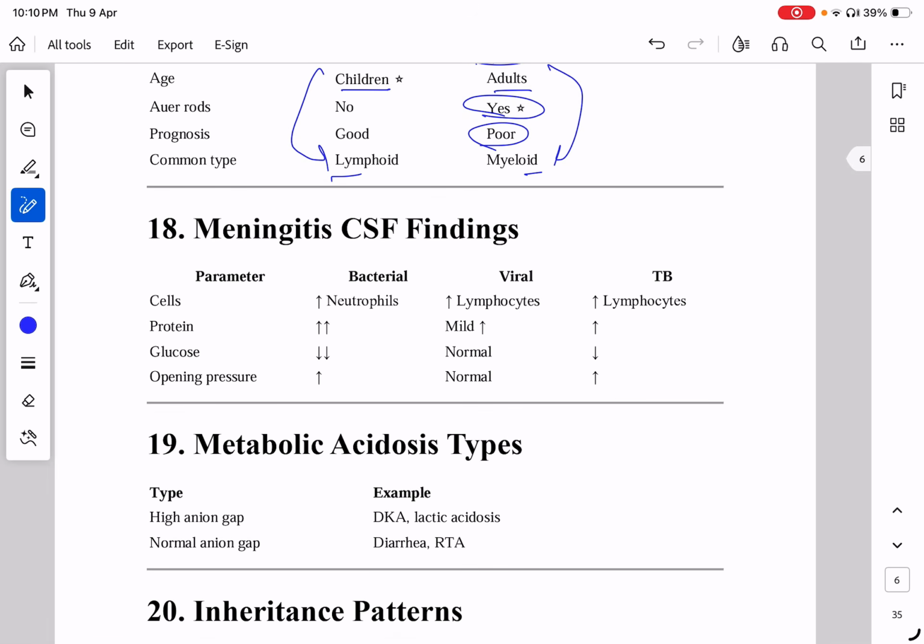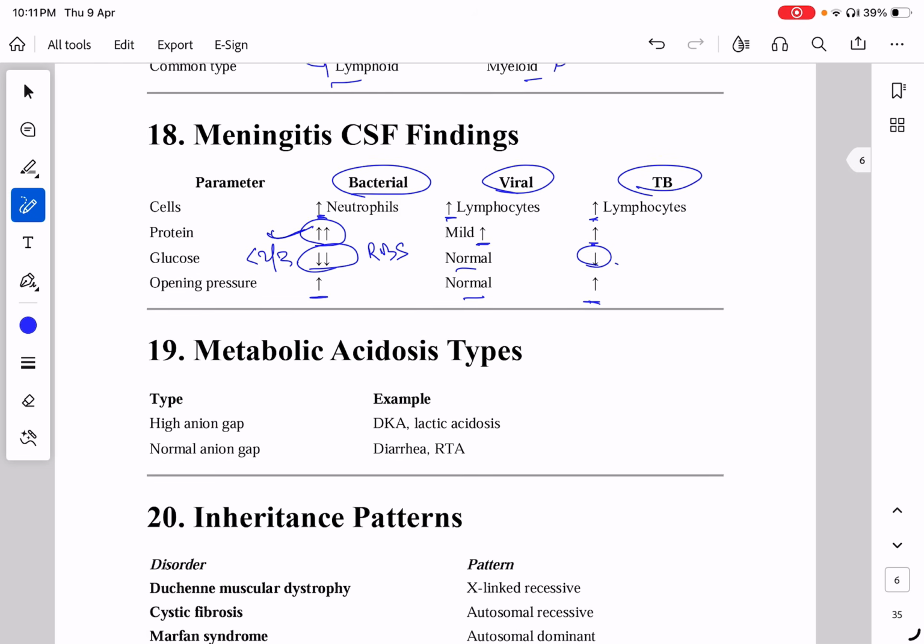Now, meningitis CSF findings for bacterial, viral, and tuberculosis. Cells: neutrophilic in bacterial, lymphocytic in viral, and lymphocytic in TB. Protein is largely increased in bacterial. It's mild elevation seen in viral and elevated in TB, but highly elevated in bacterial. Glucose is decreased, less than two-thirds or less than half of the corresponding RBS in bacterial, normal in viral, and decreased in TB. Opening pressure is more in bacterial, normal in viral, and more in TB.